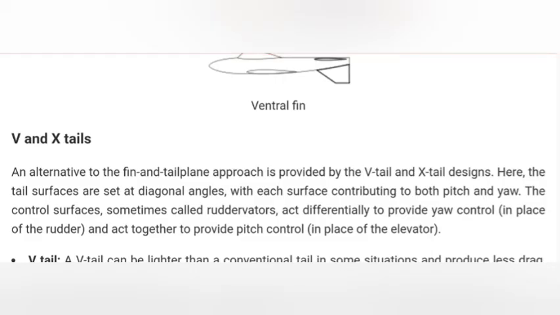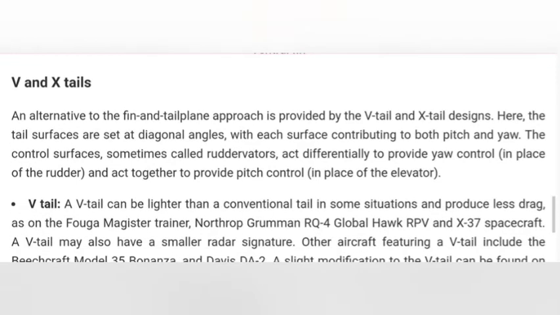V and X tails. An alternative to the fin and tailplane approach is provided by the V-tail and X-tail designs. Here the tail surfaces are set at diagonal angles, with each surface contributing to both pitch and yaw. The control surfaces, sometimes called ruddervators, act differentially to provide yaw control in place of the rudder and act together to provide pitch control in place of the elevator.